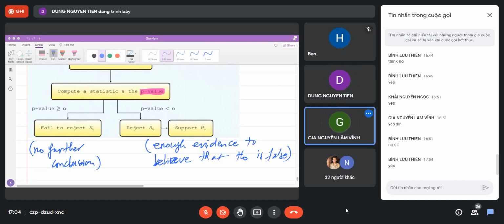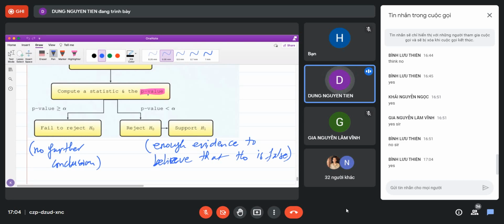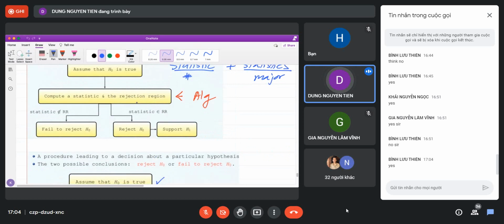Yes, sir. All right. Now I want to talk about the errors. Oh, by the way, this is the way you do it in reality. But in the exam, you don't have the software with you to compute the p-value. That's why you need to determine the rejection region.